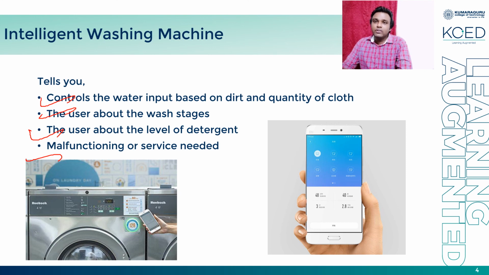So this is only one application, the washing machine. There are many applications where conventional systems need an upgrade to IoT, with an effective IoT touch to make them intelligent. So that's all about the example of an IoT.